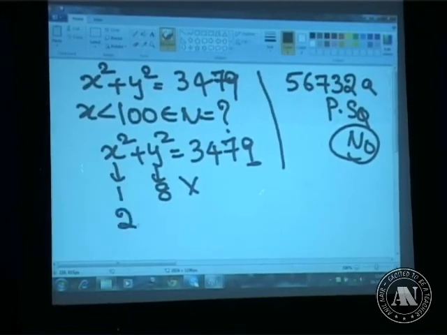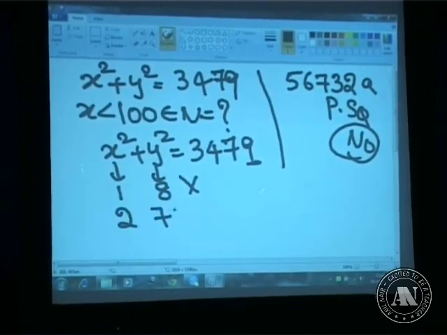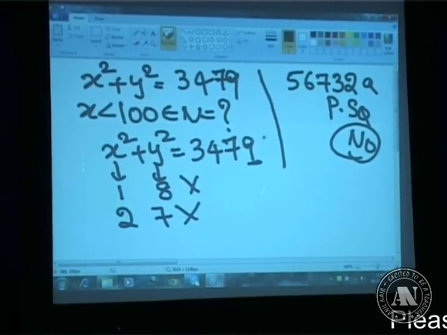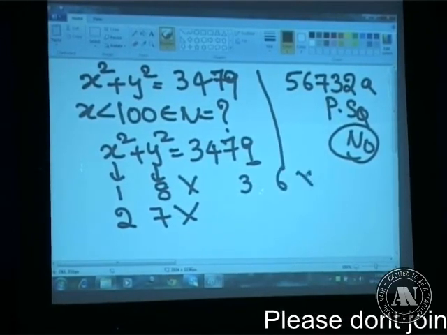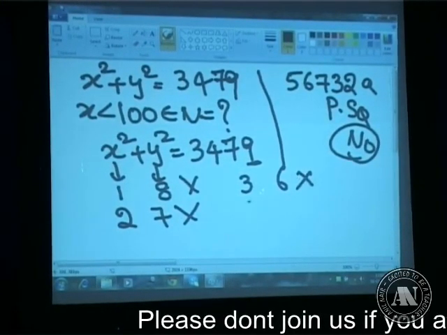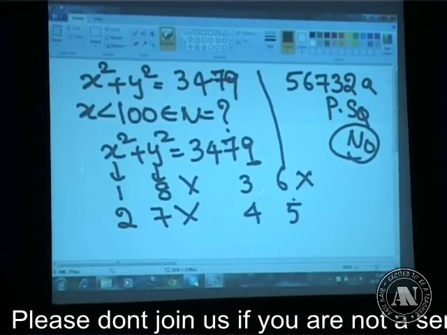Next one. What is the next case? 2 plus 7. Does a perfect square end with 2 or 7? Next one. 3 plus 6. Does a perfect square end with 3 or 6? Next one, 4 or 5. Yes, a perfect square can end with 4 or 5.